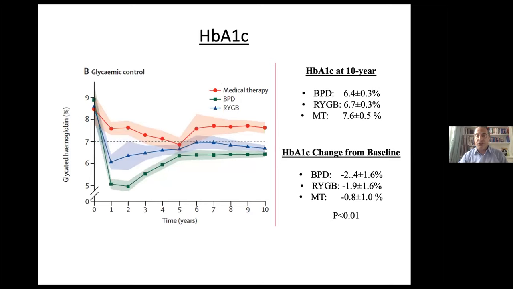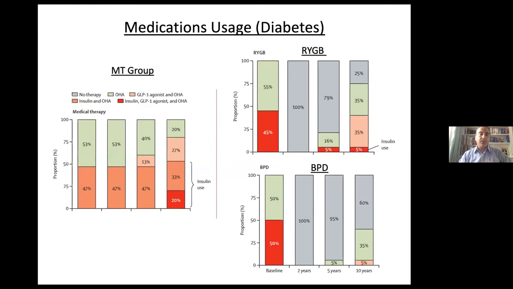Importantly, remission is not just the main outcome of surgery. We have across-the-board superiority of surgery in terms of glycemic control, reduction of A1C levels from baseline, and medication usage. This is important because patients were, as you can see, on multiple medications at baseline. The medical therapy group actually increased medication usage over time, as you would expect. And the patients who had surgery made very limited, if any, use of medications across the 10 years, including insulin. 50% of people used insulin at baseline. Very, very few, if any, used insulin 10 years after surgery.